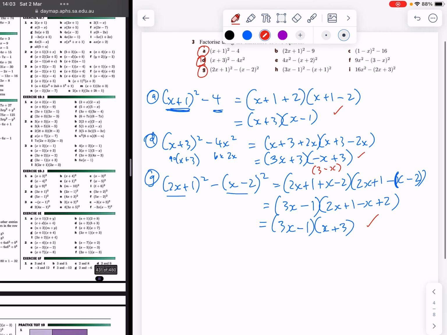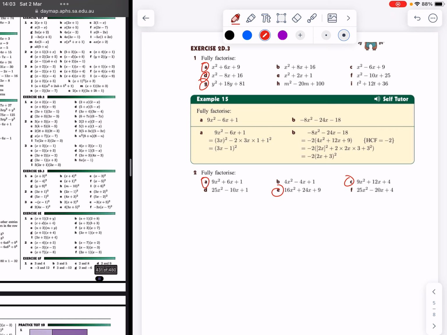That's that. Exercise 2D.3, fully factorize. Exercise 2D.3, 1: x squared plus 6x plus 9. Those three terms, the front and the back are squared numbers. What do I square to get 9? 3. What do I square to get x squared? x. X times by 3 is 3x, times by 2 is 6x. So that's the perfect squares.